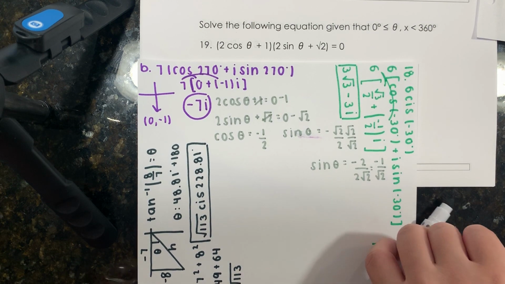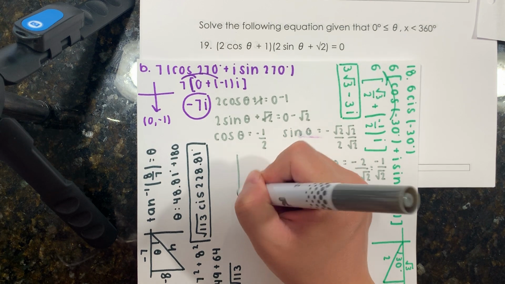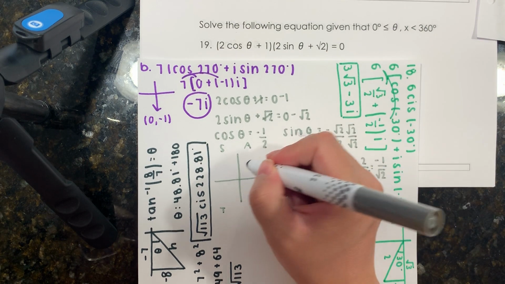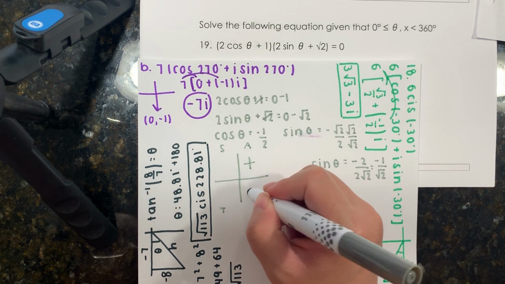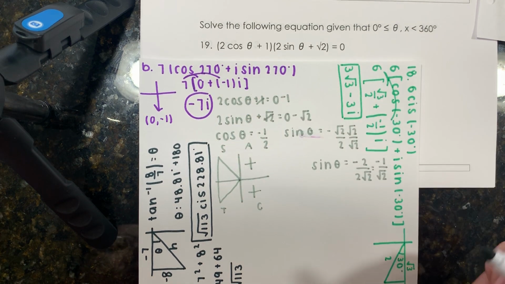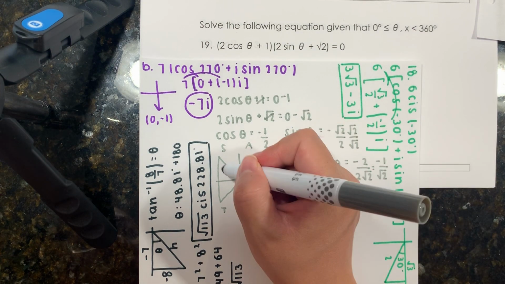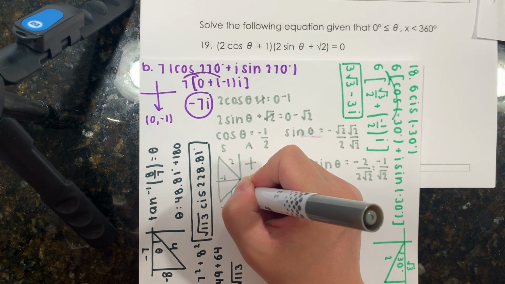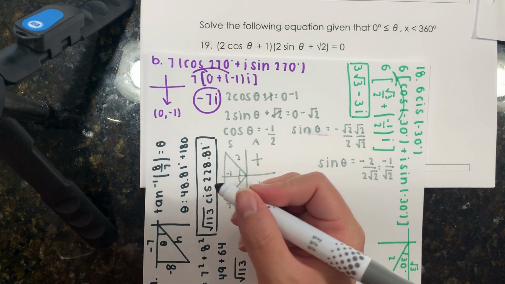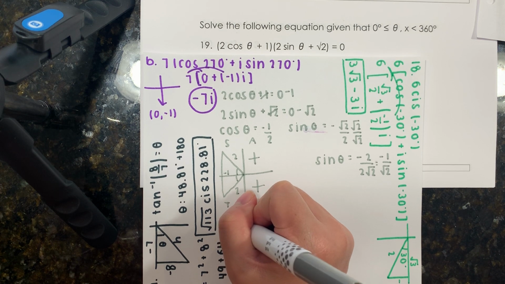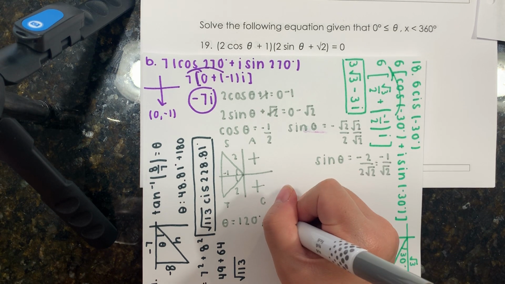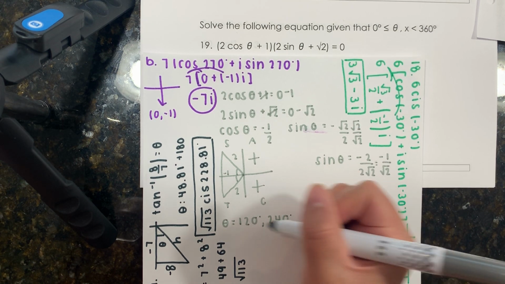Now I need to find where cosine is negative. So I'm going to use my chart. All students take calculus. I know that everything is positive in quadrant 1 and cosine is positive in quadrant 4, which means that my 2 triangles are going to be in quadrants 2 and 3. My adjacent is -1 and my hypotenuse is 2, meaning that my 2 angles are going to be 60 degrees. So in quadrant 2, I would subtract 60 from 180, so that would be 120. In quadrant 3, I would add 60 to 180, which would be 240.